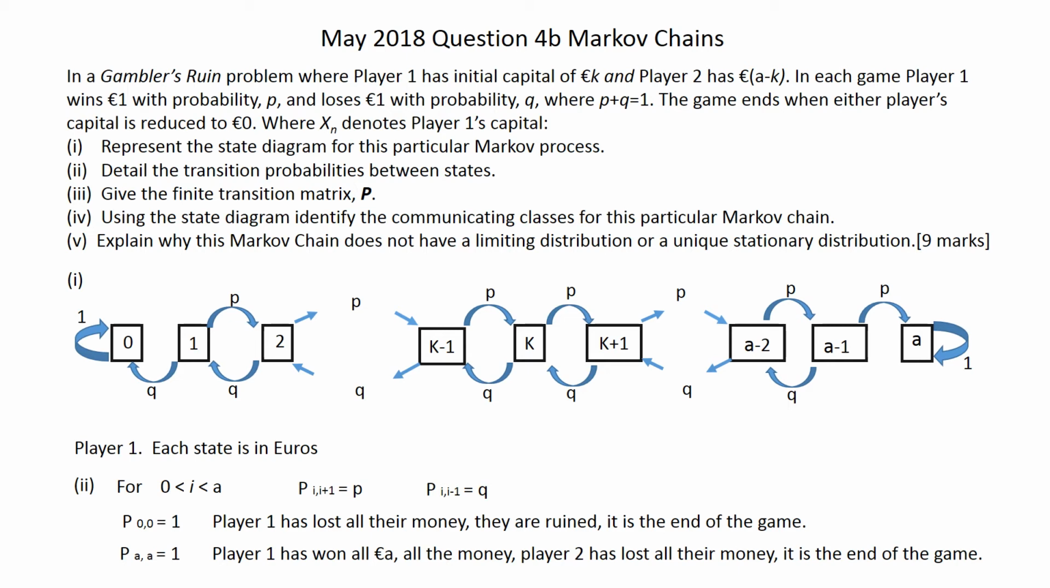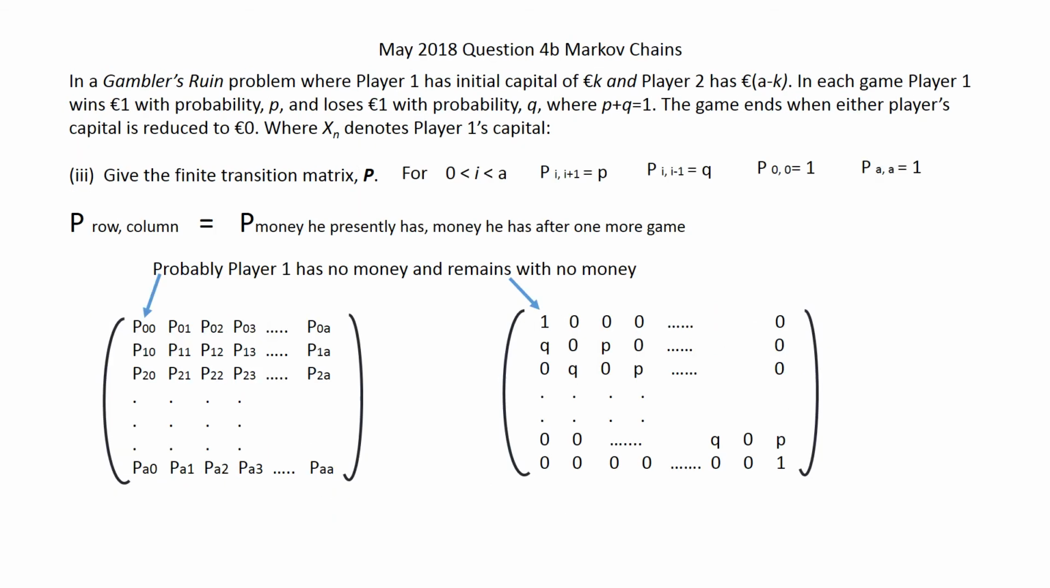So part 3 is to give a finite transition matrix. We have to draw the transition matrix. So the transition matrix, P: the first subscript is the row, the second is the column. The row indicates the money that they presently have, and the one after the comma is the money that they will have after one more game.